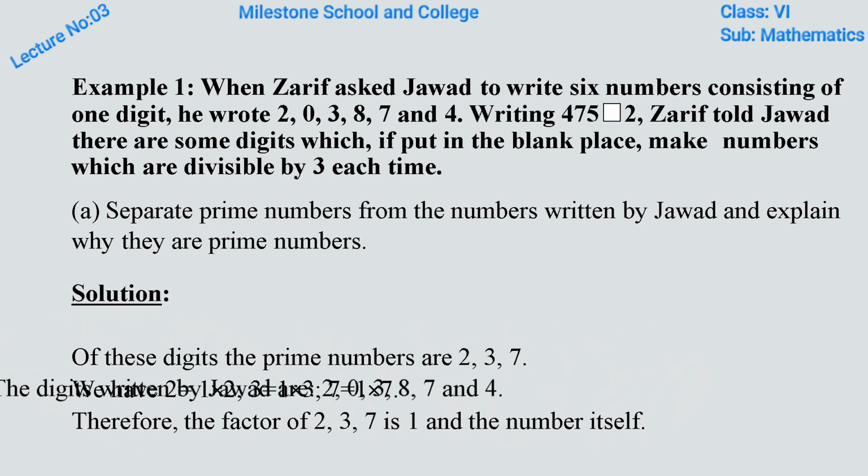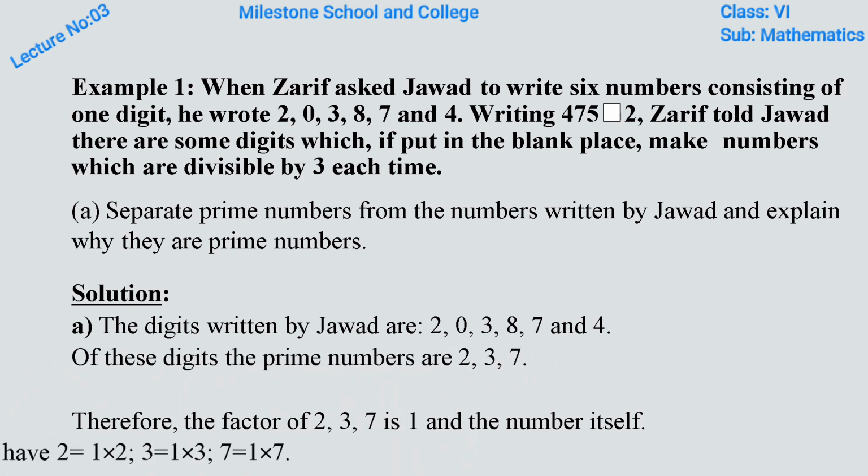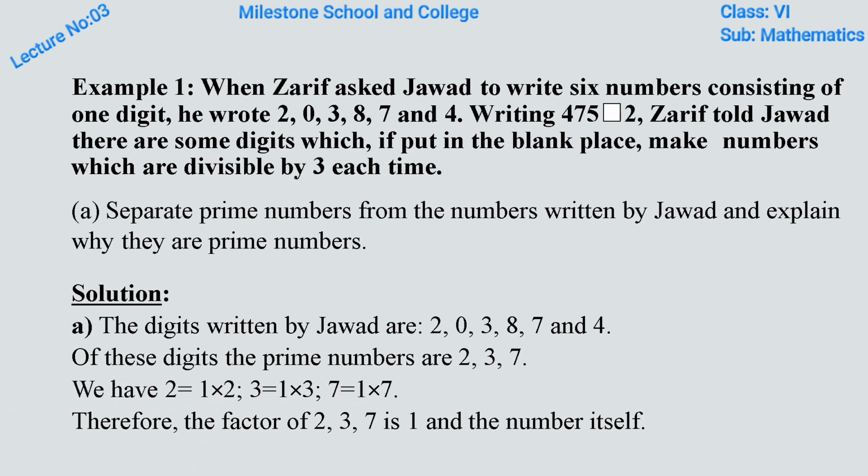The digits written by Jawad are 2, 0, 3, 8, 7 and 4. Of these digits, the prime numbers are 2, 3, 7. We have, you can see, 2 equals 1 multiplied by 2, 3 equals 1 multiplied by 3, 7 equals 1 multiplied by 7. Therefore the factors of 2, 3, 7 are 1 and the number itself.